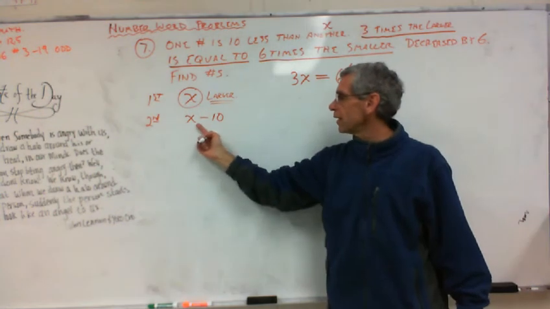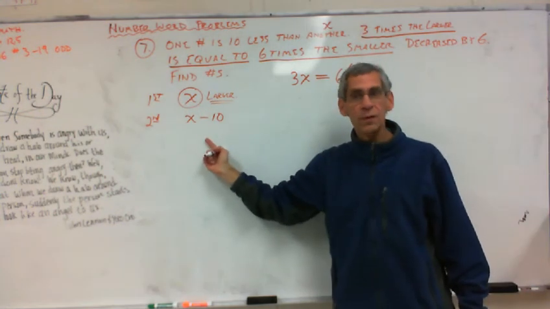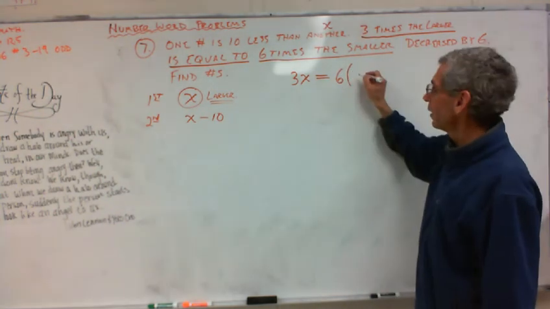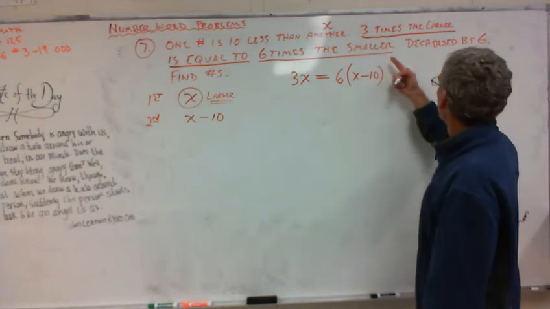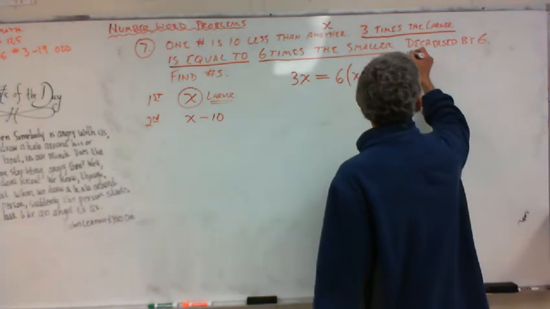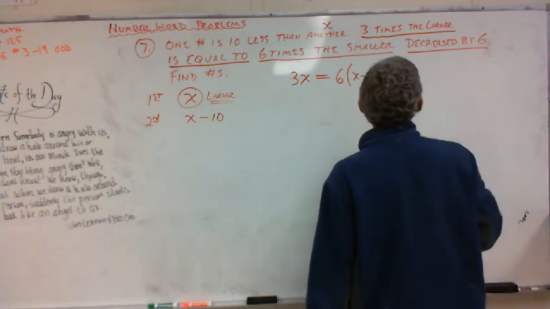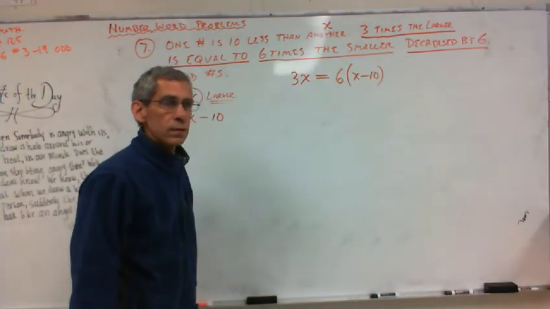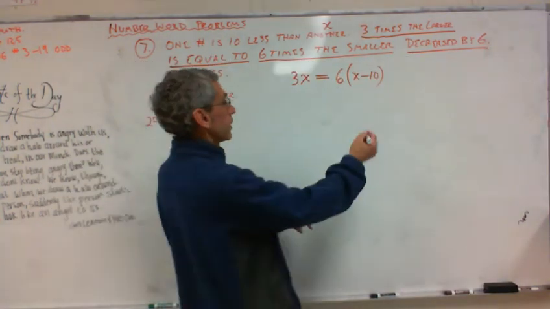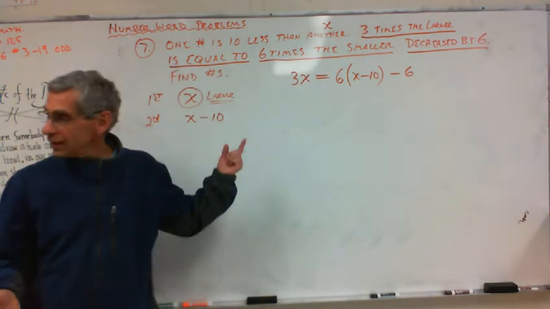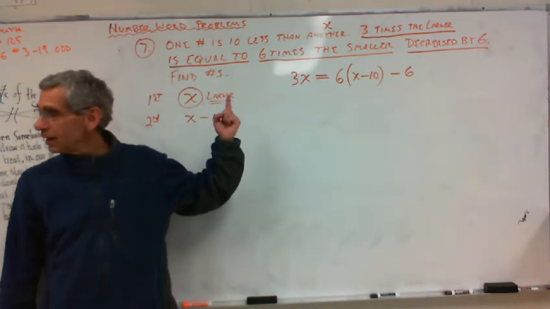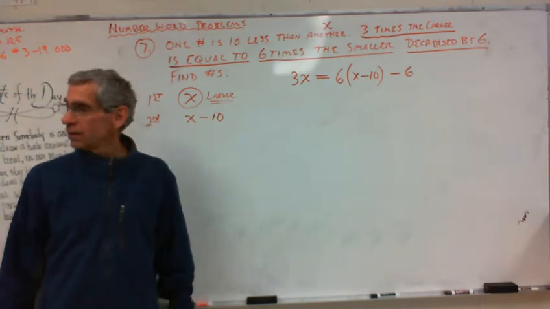Whenever it's a blob like this, more than one term, always put parentheses: 6 times (x minus 10), right? Okay, we're almost done. Oh, but there's one last thing. It says decrease by 6. Graham, what would I do there? Subtract 6. Right here, I just subtract 6. Do you see how that equation is exactly the same order as the sentence? Does that make sense? Yes, Aiden.